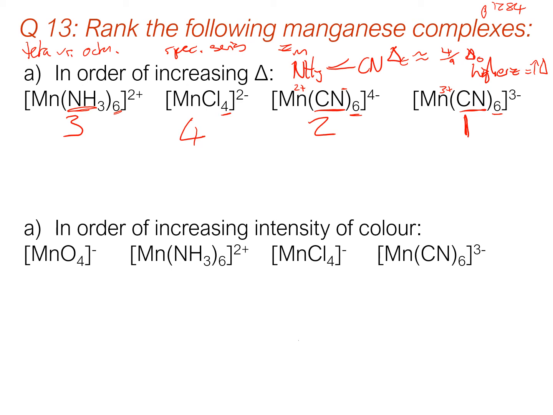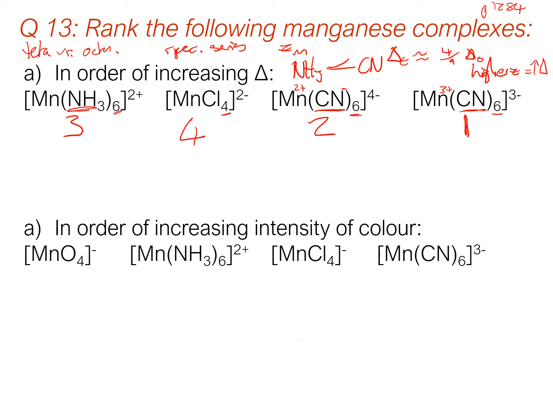In part B, we've got 4 more manganese complex ions. These aren't all the same as last time, by the way. And this time we're ordering them in increasing intensity of colour. So with colour, we have 3 things to look out for again, and these are called selection rules. The intensity of colour is based on how many of the selection rules are adhered to.